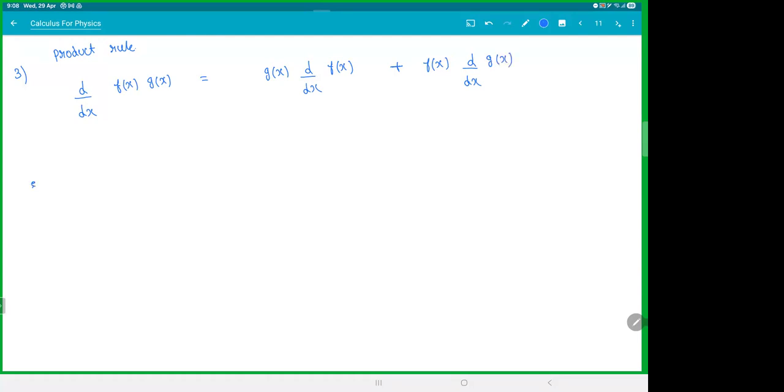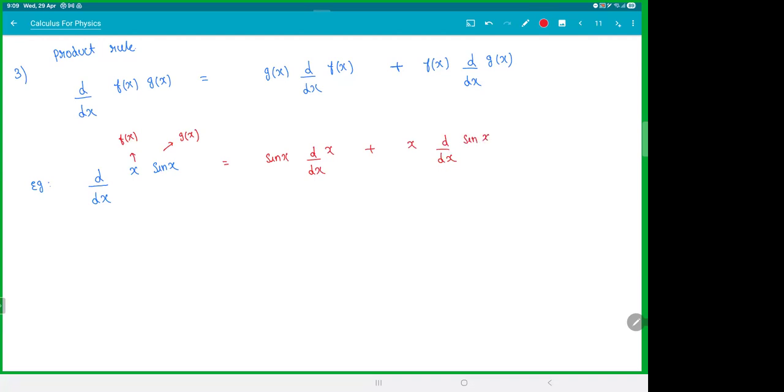Example. Let's say we have dy dx of x into sine x. Now these are two functions, x and sine x. So let's call x as f of x. You can call anyone as f of x, you can call anyone as g of x, doesn't matter. Try to put it in the formula. G of x is sine x, f of x is x.